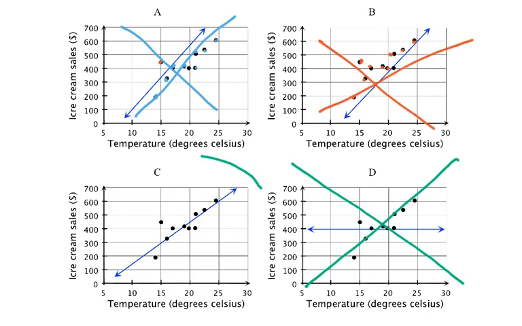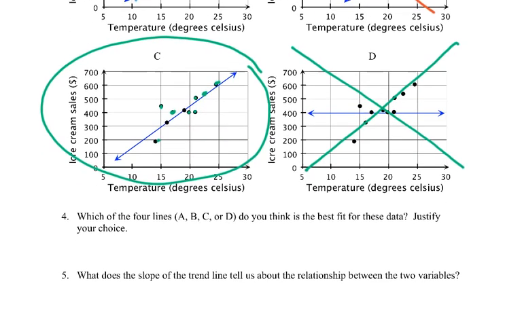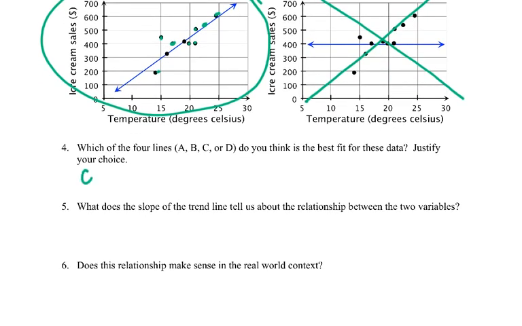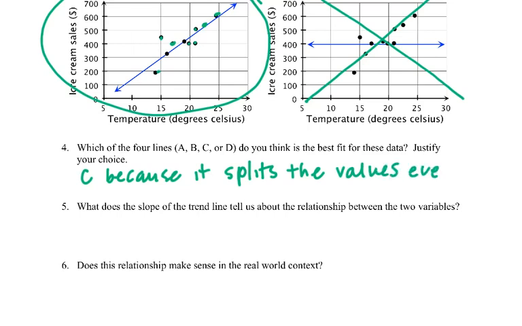So I think this means that C is going to be our best bet, because let's see, we have 1, 2, 3, 4, 5 above and 1, 2, 3 below. Not perfect, but definitely closer. So we're going to choose C. Because it splits the values evenly, or splits them in half, however you want to say that, and follows the pattern.